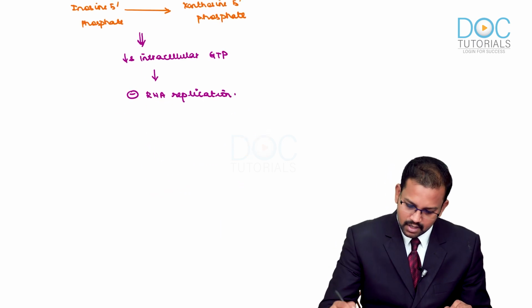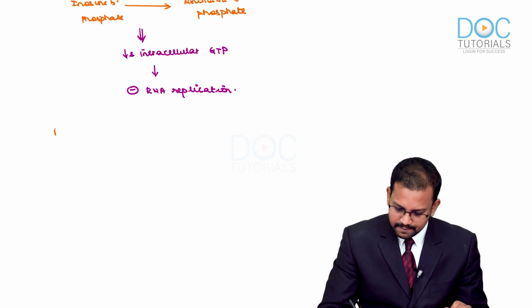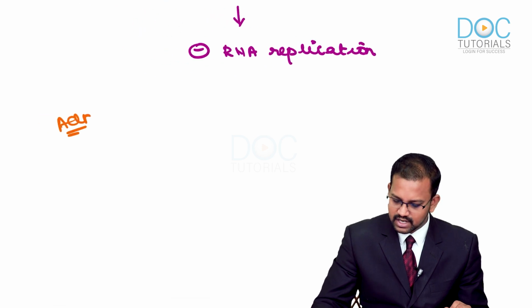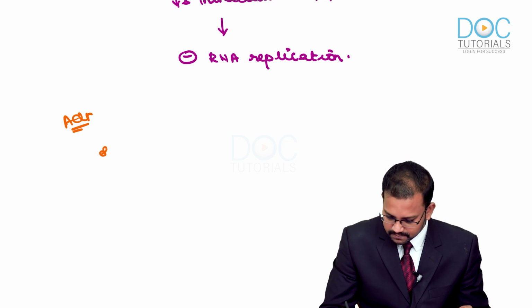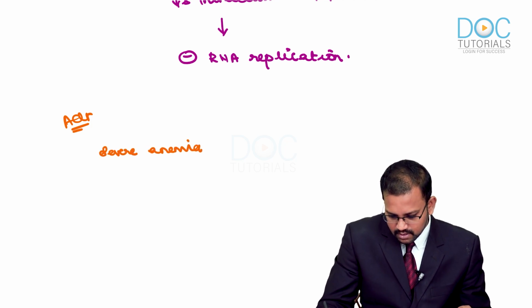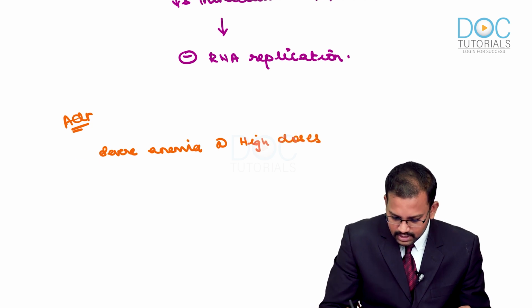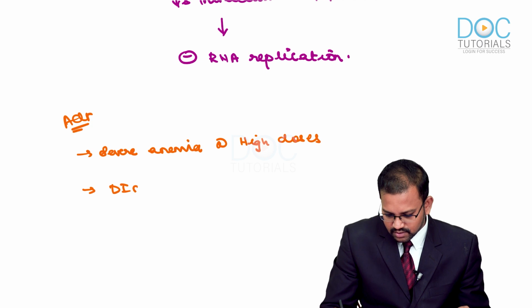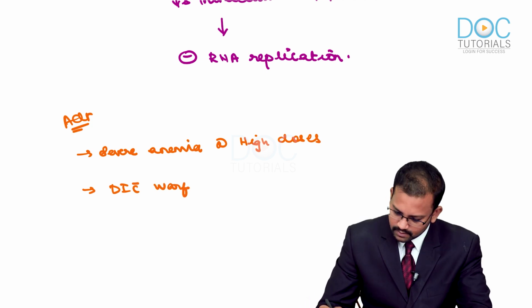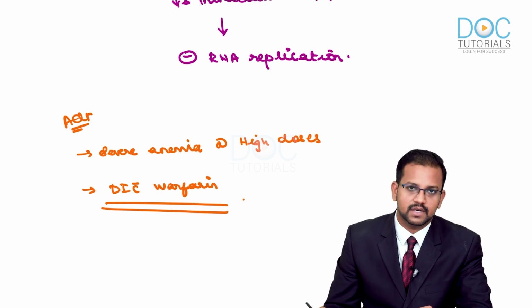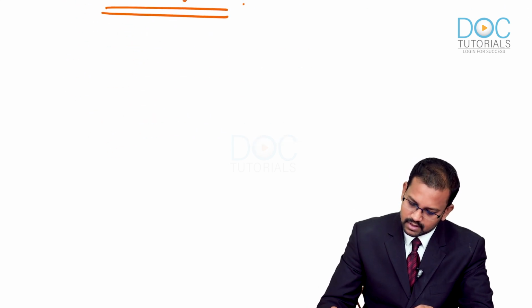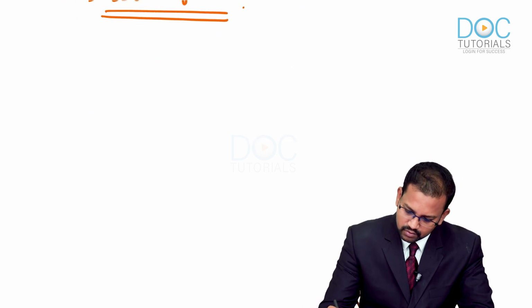Is that clear, mate? What are the different adverse effects? The major ADR which can be expected is that when Ribavirin is given at high doses, severe anemia might result. Severe anemia is seen at high doses, and this drug has a major drug interaction with warfarin. This drug should not be administered with warfarin. Clear, mate? That's it about your Ribavirin. Now we'll move to the next drug, Umifenovir.